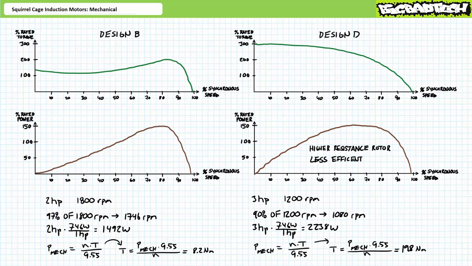Again, these might be reasonable approximations of what you might expect, and actual motor performance will vary widely. Always consult the manufacturer datasheet for your particular motor of interest.